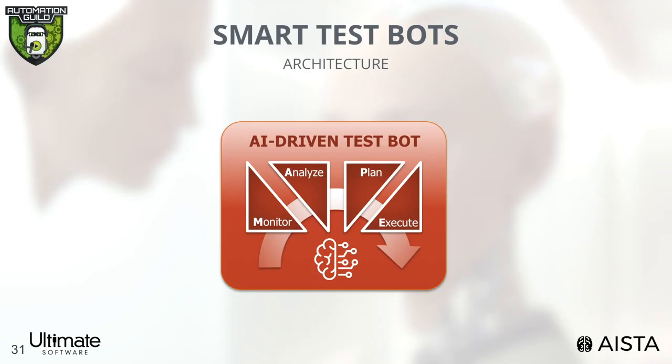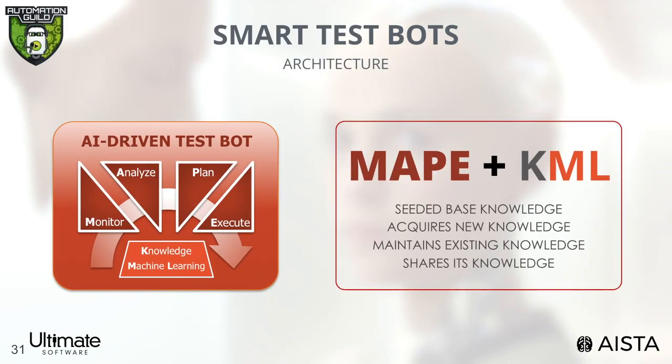Now, it's no surprise that the architecture of these bots in terms of their functions is no different from the simple reflex bots. There's still monitoring, analysis, planning, and execution. But now at the core of it is really this artificial brain. And you can think of this artificial brain, instead of static knowledge, as knowledge combined with machine learning. And so we're going to coin this as MAPE plus KML, where there's seeded-based knowledge, but now the system has the ability through machine learning to acquire new knowledge, maintain and update its existing knowledge, and of course share knowledge with other bots and other agents throughout the system. And so this artificial brain is what's really starting to separate the bots of today from the bots of 2008.